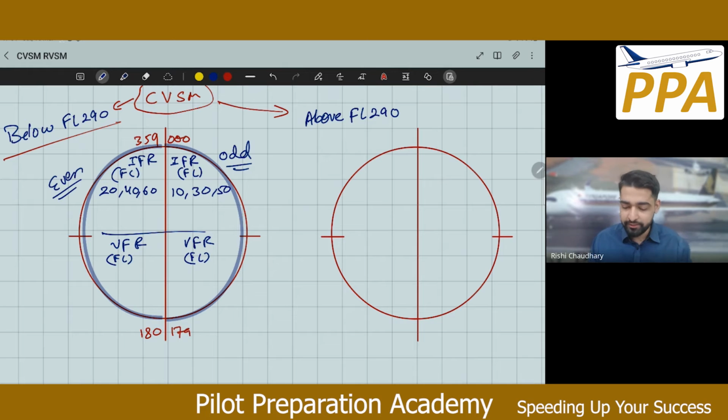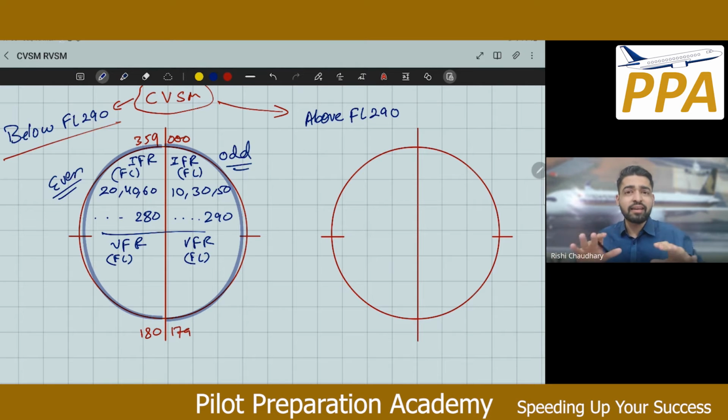Both are IFR only. So it can go till which flight level? It is till 290, right? So it can reach till flight level 290, and it can go till flight level 280 because we cannot go further than 290. So it cannot be 300, right? So it will be 280. So we just learned that if the plane is IFR and it is going in easterly direction, it will have an odd flight level. And if the same plane is going in westerly direction, it will always have an even flight level. So this is the case of IFR.